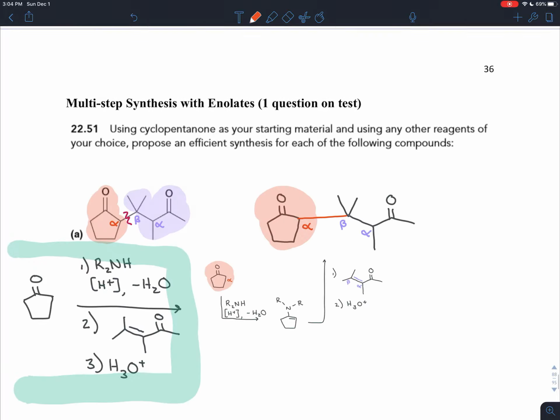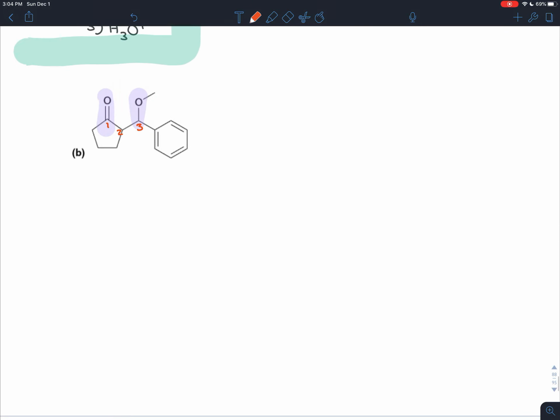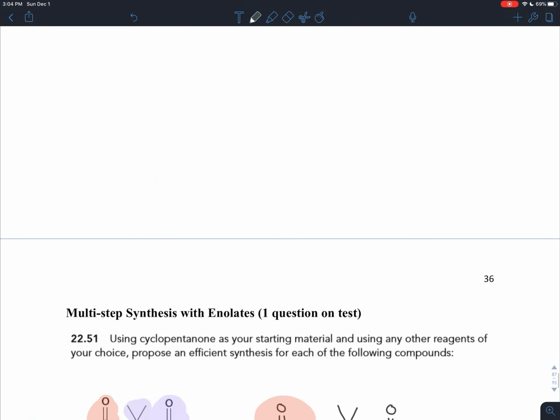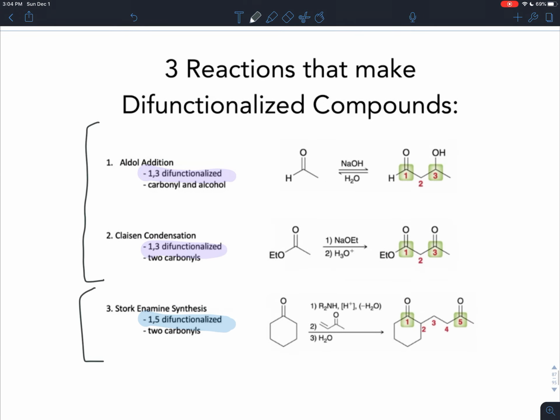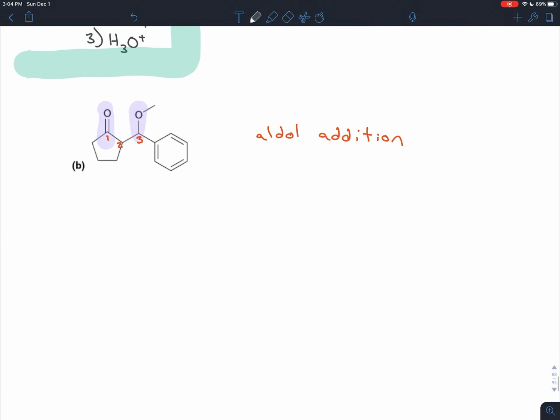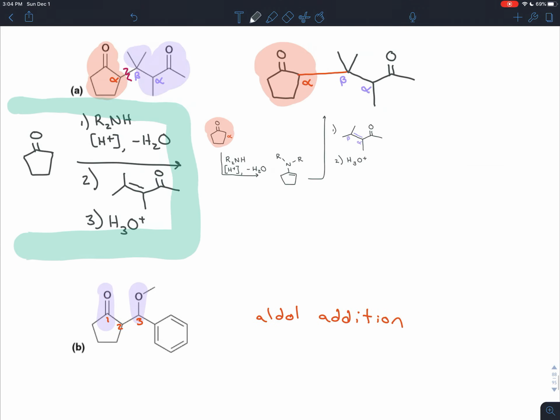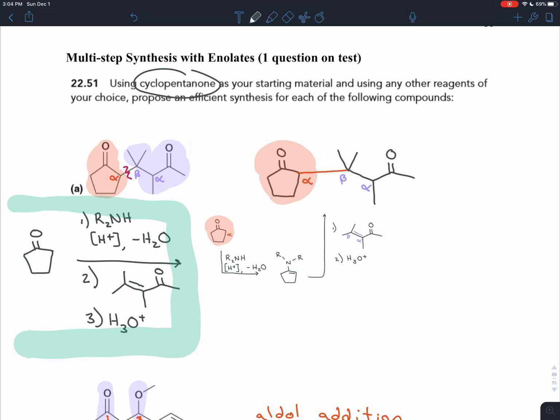So, in this, we have only 1 carbonyl, and so we know that we're going to be doing the Aldol addition. So what we need in the Aldol addition is NaOH and water. Okay. So let's think about how this works. Now we know the problem told us we have to start with cyclopentanone.